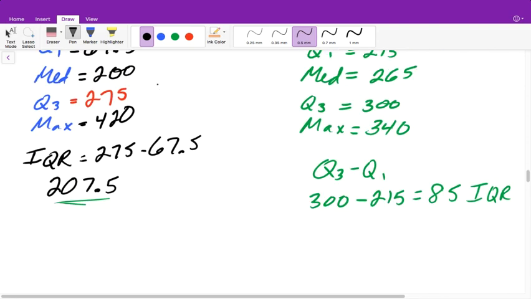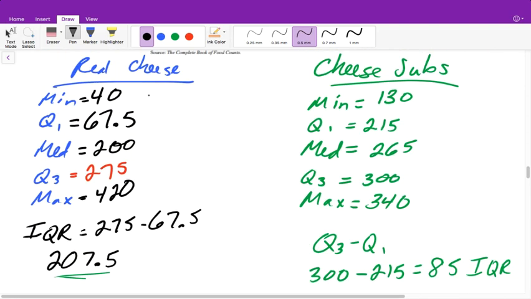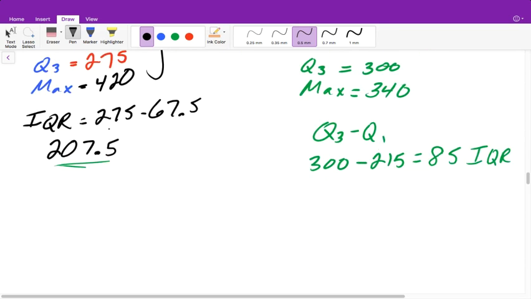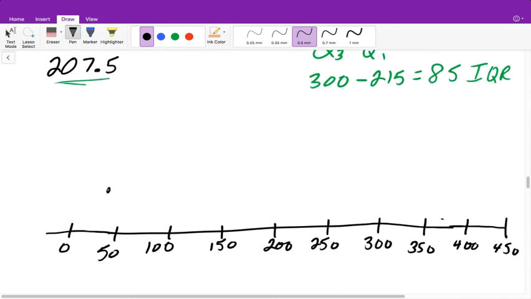All right, now we need to create the box plot. And since I did most of this in black, I'm just going to draw this box plot in black. So I'm going to plot all of these points on my number line. So 40 will be approximately here. 67.5 will maybe be approximately right here.